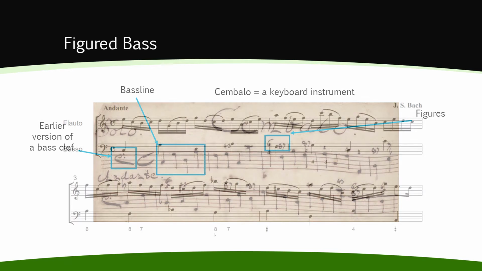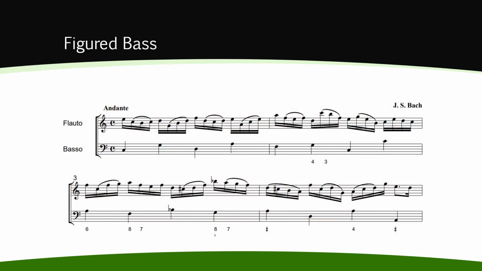Here is what this score looks like in modern notation with the addition of the flute part. You can see the bass line and the figures below it. The keyboard performer would have to create an accompaniment using this given information. Figured bass is kind of like the reverse of a lead sheet.